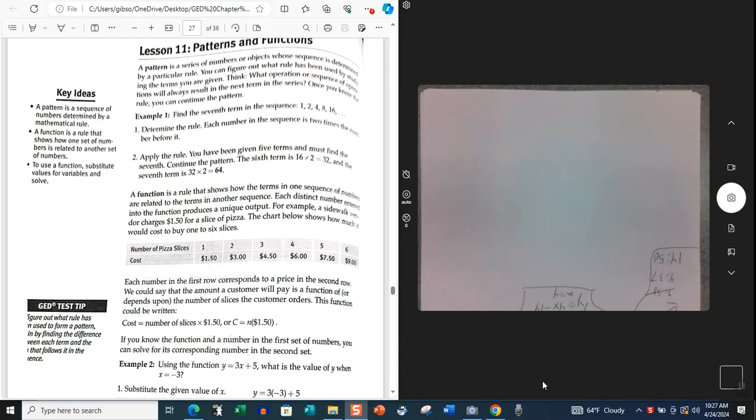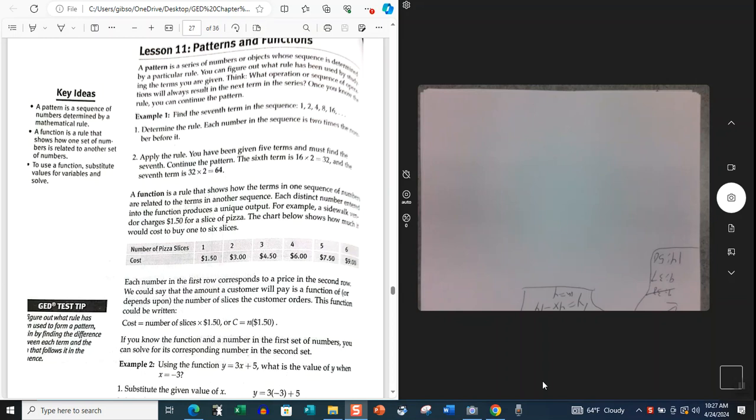A pattern is a series of numbers or objects whose sequence is determined by a particular rule. We're actually on page 378. You can figure out what rule has been used by studying the terms you are given. Think, what operation or sequence of operations will always result in the next term in a series? Once you know the rule, you can continue the pattern.